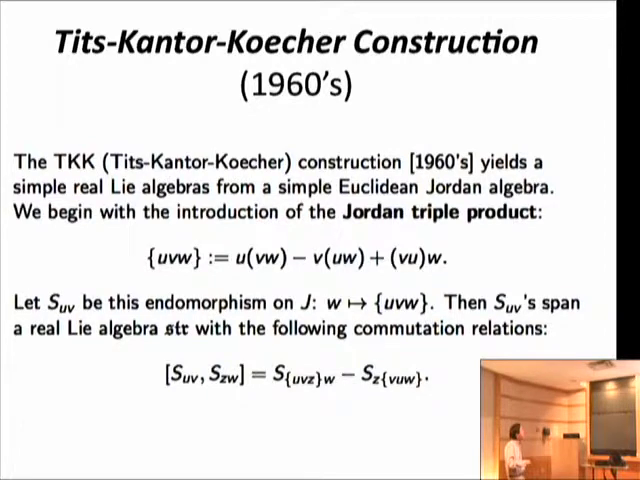Now, if we fix U and V, and view W as a variable, then we really get an endomorphism on this Jordan algebra. Jordan algebra, remember, is a vector space. You map W to this one. And this is denoted by S sub UV. And this S sub UV for all possible U and V span a real Lie algebra called the structure algebra of the Jordan algebra. Because if you do the commutation relation, the commutator of any two of them is closed.